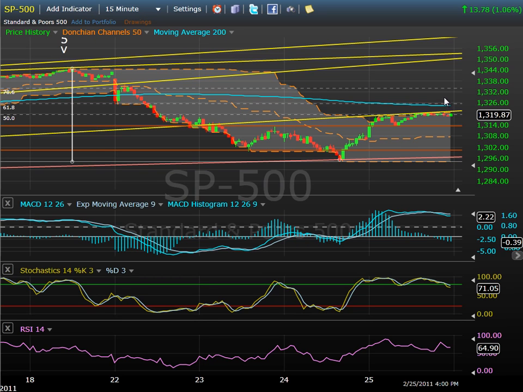Now let's go ahead and jump into that 2-minute chart, and I'll show you more information on the short-term counter trend bounce.